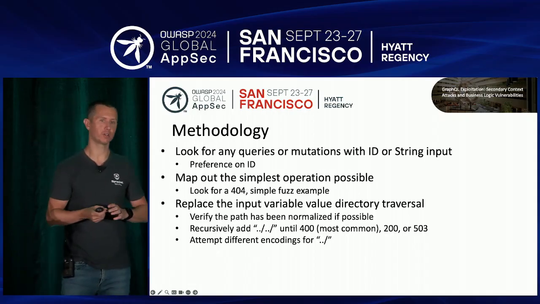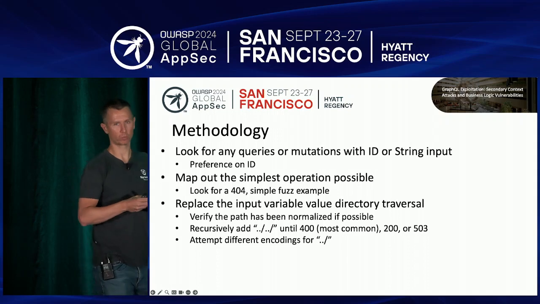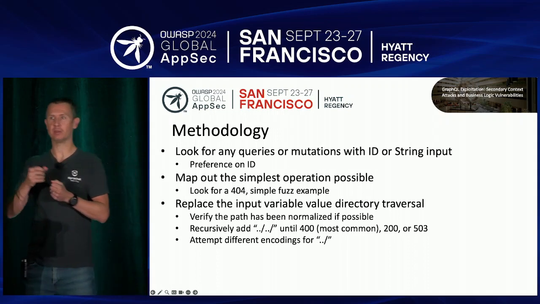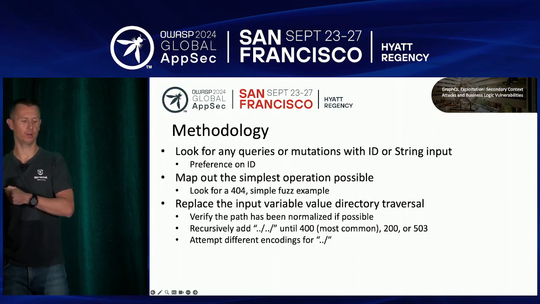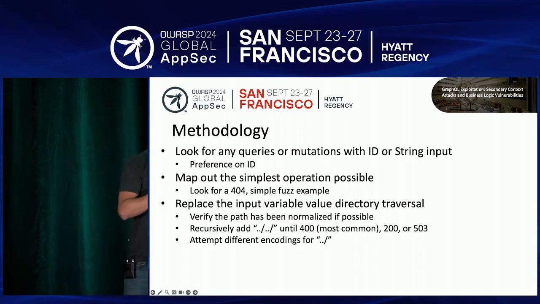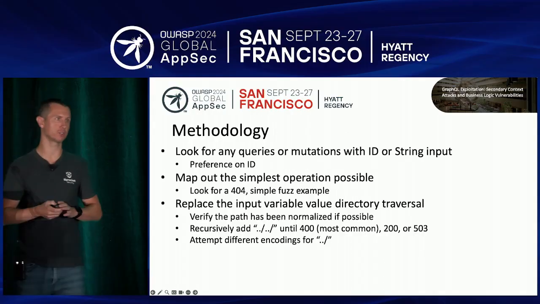Also, attempting different encodings for ..  This is definitely a big one, especially in real-world testing. We're going to run into WAFs. We're going to run into Cloudflare. It may be bypassing potentially Cloudflare, or it might just be the way the encodings are taken on by the BFF, so it's important to use %2f or other versions of path traversal.